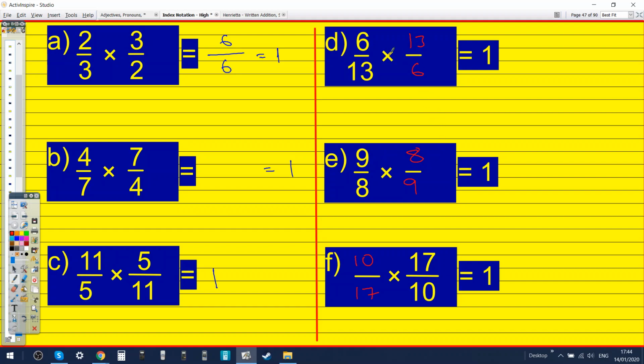How do you get the reciprocal of a fraction? You divide it by a number. You could just say you flip it. So 6 over 13 becomes 13 over 6. Oh, yeah.